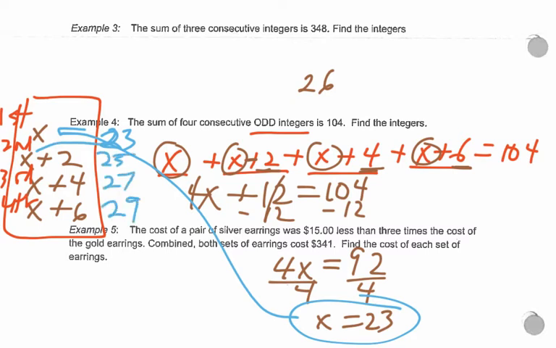Next one's 29. And just to check it to make sure, if you add all these up using your calculator, I guarantee you get 104. So that works. 23, 25, 27, 29. And also notice they're odd. So we know we did it correctly.